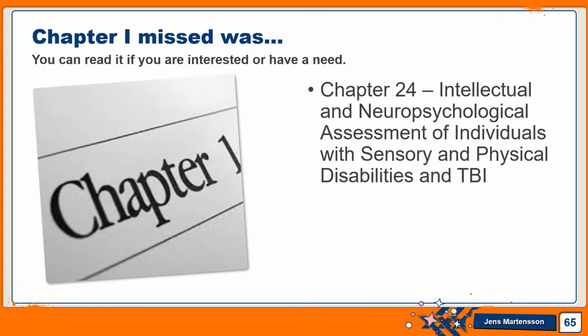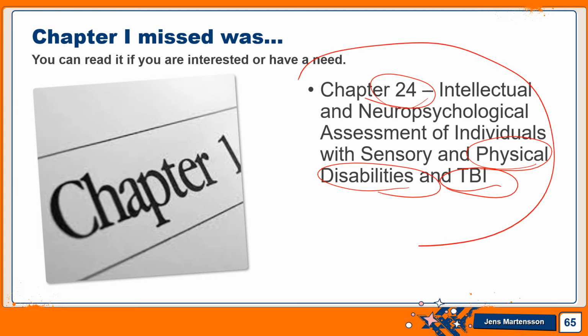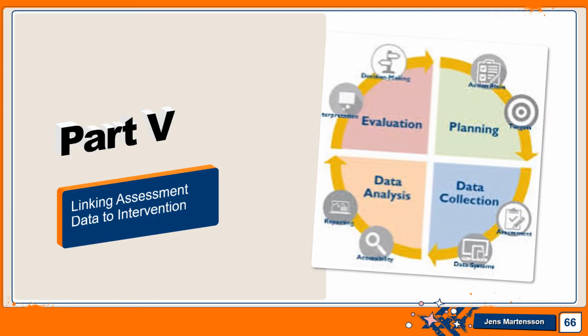All right, moving on. A chapter I missed was 24. It's talking about physical disabilities and traumatic brain injury. We do test kids with that, but I'm just not going to go into it, though it's definitely something you might want to read. Then the last part, Part 5, is linking assessment data to intervention.